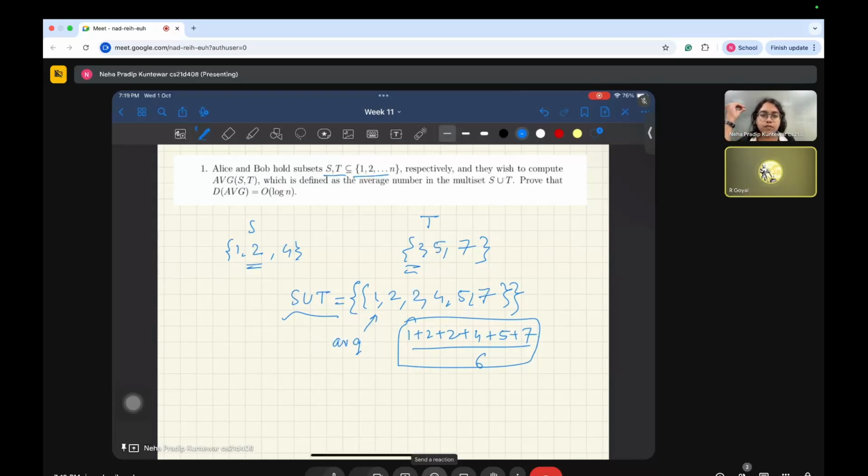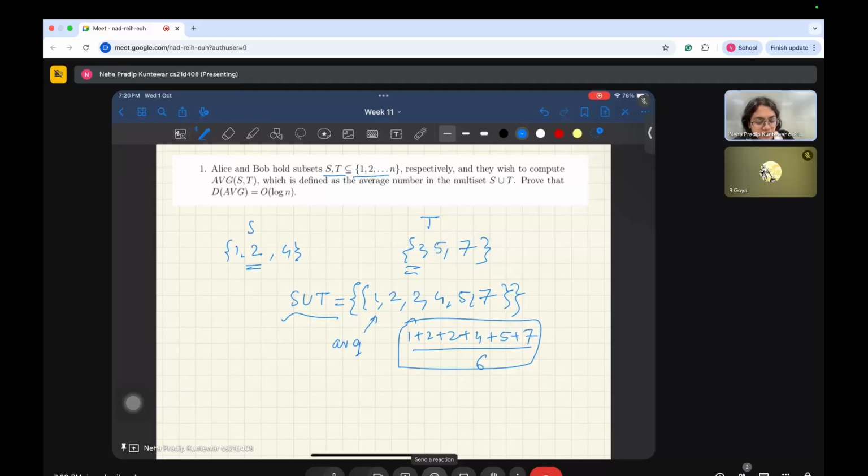So in this case, I would be requiring D of average to be of the order of log of 3, like say if there are 3 elements. Not really log of 3, because each element here belongs to the set 1 to n. So you're communicating that in binary, so you'll need log n bits to communicate one number. Oh, okay, so each number. I understood. Fine. So in that sense, we have to prove this thing.